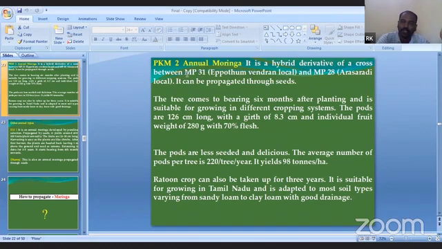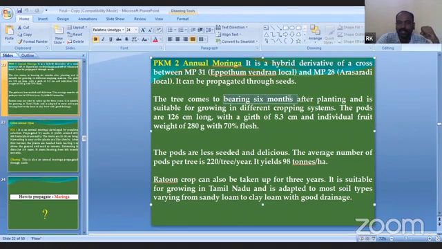PKM1 was introduced in 1989, then after which PKM2 came. This also bears fruit after 6 months. Compared to PKM1, PKM2 pod length is 120 centimeters. And coming to yield, the average number of pods per tree is 220 per year. In yield, 98 tons per hectare.